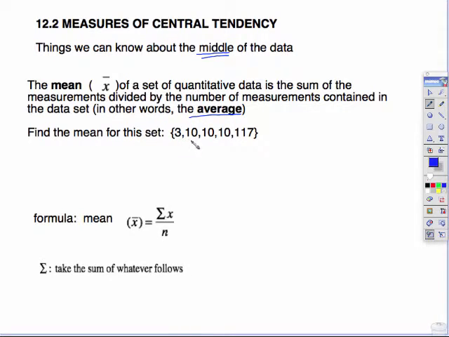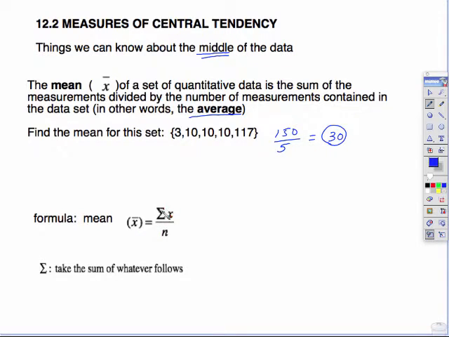So to find the mean for this set, I just have to add all these numbers up and divide by the number of numbers. If I add all these numbers up, I get 150. There are 5 numbers here, which means the average or the mean of this set of data is 30. The formula is what we just did there.